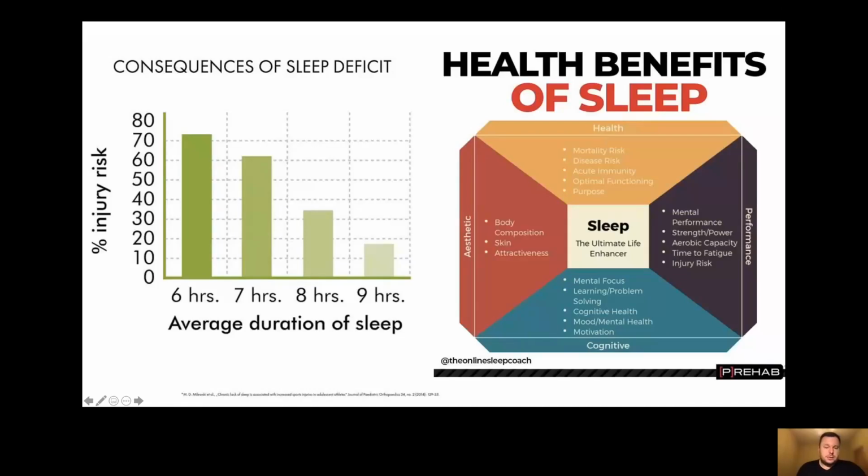And also, to be more accurate, talking about the injury risk, those who slept 6 hours per night had more than 70% risk of injury, and those who slept 9 hours had about 18% risk of injury. And of course, a lot of things are related to sleep: aesthetics, body composition, health in general, performance, mental performance, strength, power, aerobics, and cognitive function.